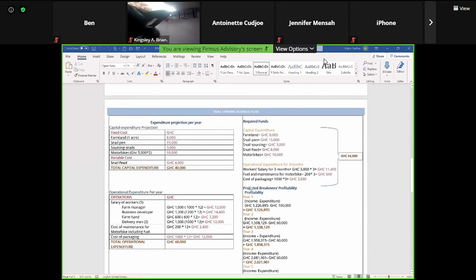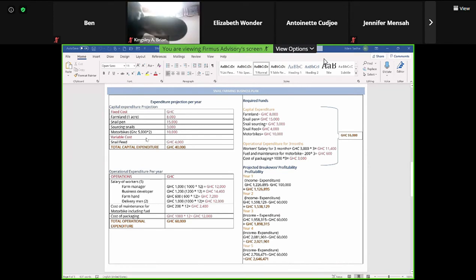Then we go to the expenditure. So then, like we said, occasionally we have the fixed and then the variable one. So the fixed, what will go into the land, the motorbikes, and all that stuff. We do all that calculation, the number of people, operations, the monthly expenditure, the number of farm hands we need, a farm manager, the delivery guys, and all those people. You calculate their salary, the operational cost, and the expenditure.